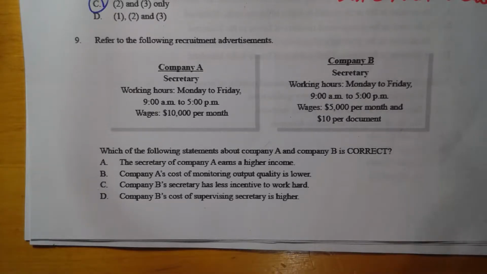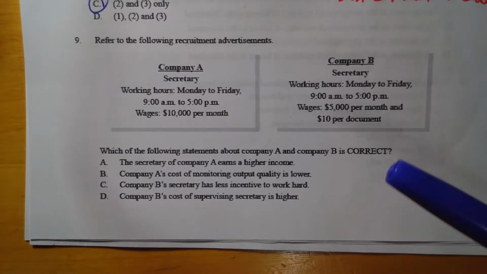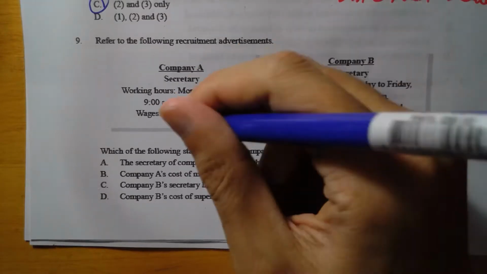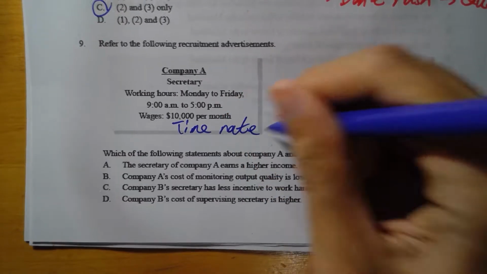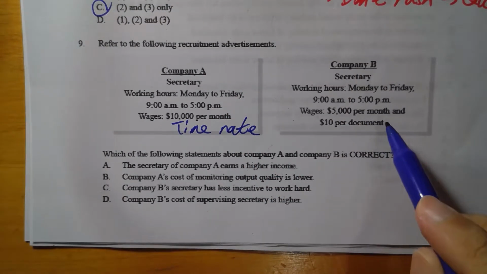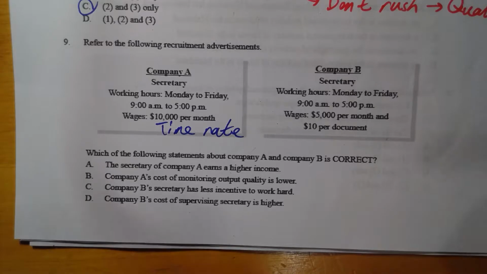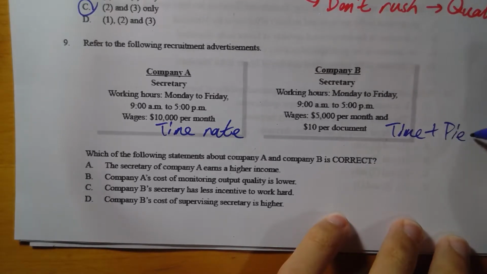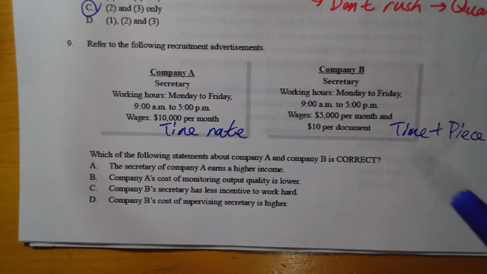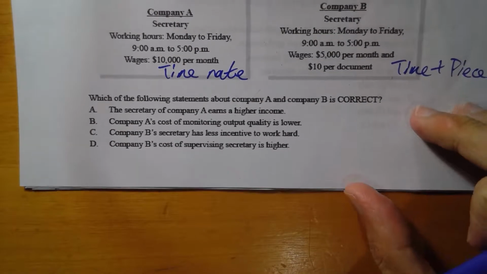Now this one I talked about in class, but anyway, let's talk about it again. Okay, now here we are talking about one is 1萬蚊 per month. This is a time rate. This is a time rate plus piece rate, right? Time plus piece. Let's see which statement is correct.